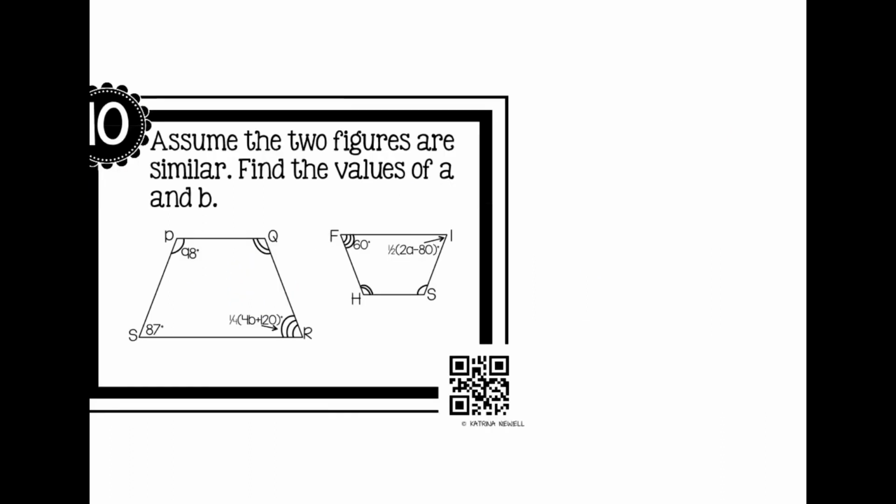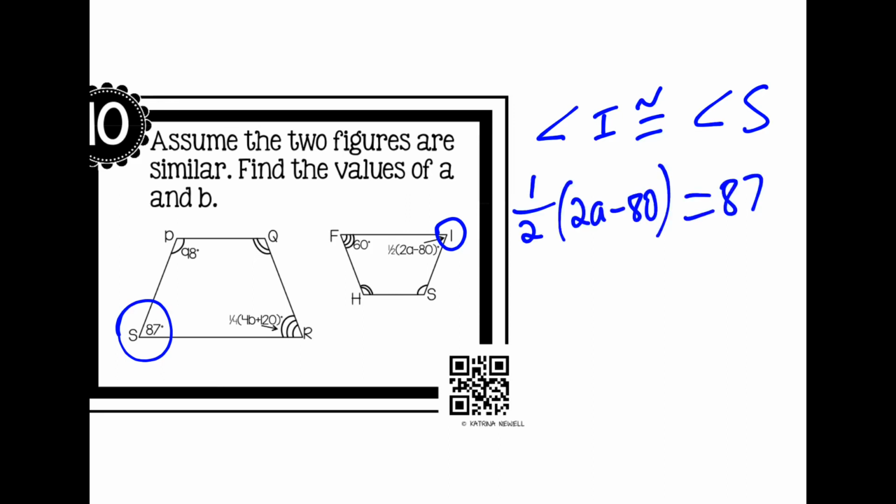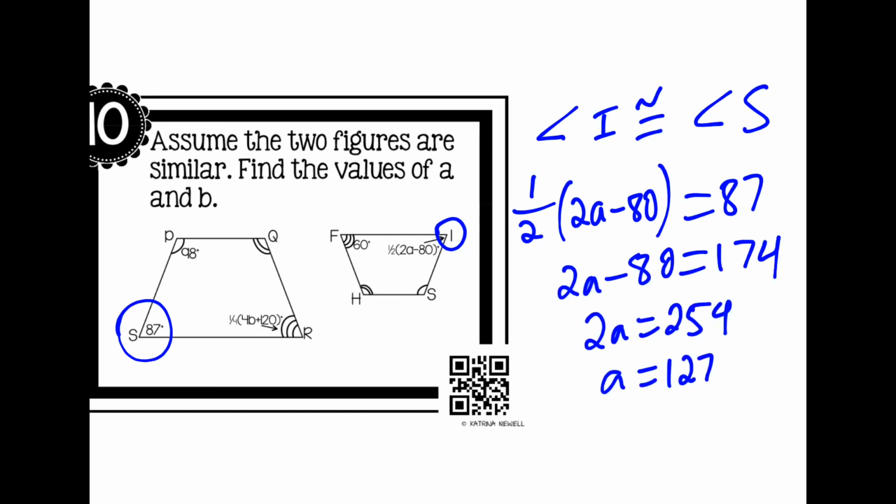And again, for number 10, we are not doing proportions. That would be for the side lengths. Because we're looking at angles, we set them equal and we solve. So we know that angle I is congruent to angle S. Those are the only two angles without any of those loops, so they are the ones that are equal. So we can set up our equation that 1/2 times the quantity 2a minus 80 is equal to 87. If we go through the steps, we will solve that a is equal to 127.